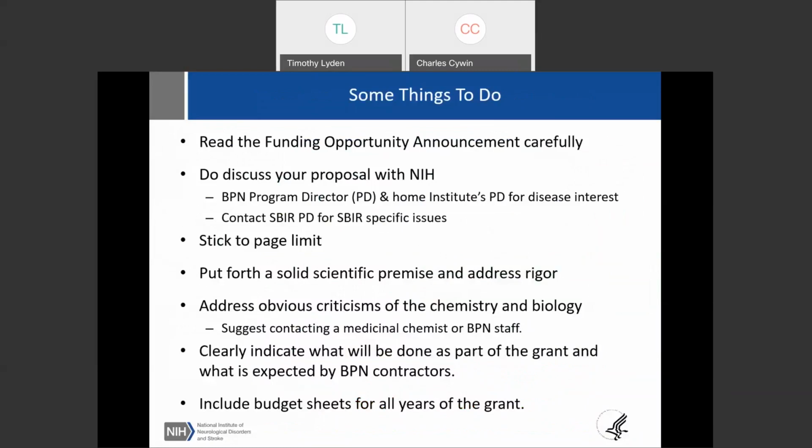So let me finish by telling you about some things you should do and some things you shouldn't do. Please, please read the funding opportunity announcement carefully. There are specific requirements that are different in each one of them. If you're going for the SBIR versus a non-SBIR, there are things that are called for in the SBIR that are not in the non-SBIR version, and vice versa. Do not include things that shouldn't be there.